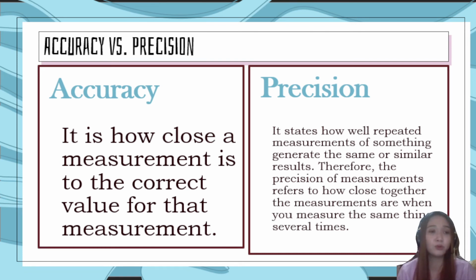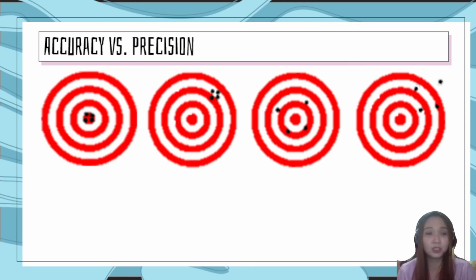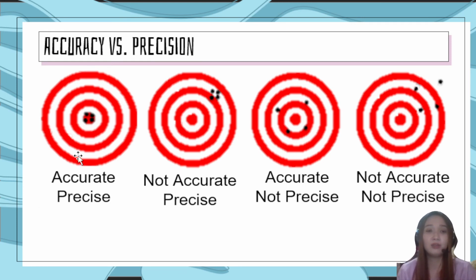Okay, so to further discuss the difference between accuracy and precision, let's take a look at this target. Okay, so dartboard. Yan. So makikita natin yung dito sa una nating figure, ikalawang figure, ikatlong figure, as well as ikaapat na figure. Okay? So sa unang figure, it is accurate and precise. Okay? Bakit po accurate and precise?